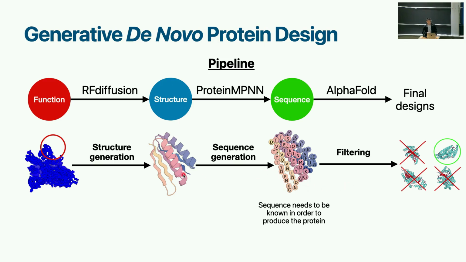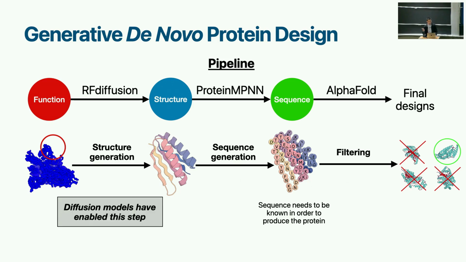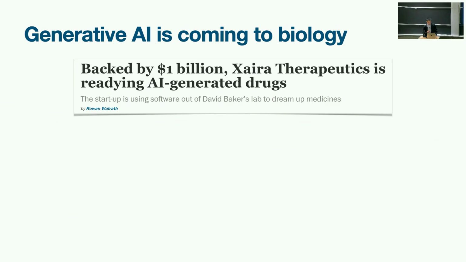So this pipeline has been very successful, and before 2022, the structure generation was the rate-limiting step, but diffusion models are the technology that has enabled this step, and that is what my research has been about. So I'll be talking about this for the next 40 minutes or so.